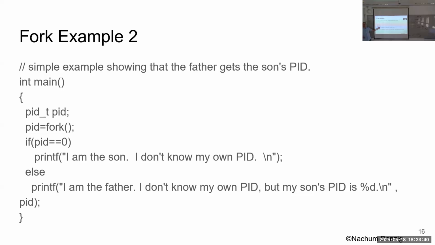And then I say if pid equals 0, then what? Then I must be the son process. So I print out, I am the son, I don't know my own PID. Else, that means the pid is not 0, it's some other number. In that case, I am the father. I don't know my own PID because I didn't call getpid myself, but I do know my child's PID, and I print it here as %d, and then I write pid. So you see the pid in the father has the value of the child's PID.